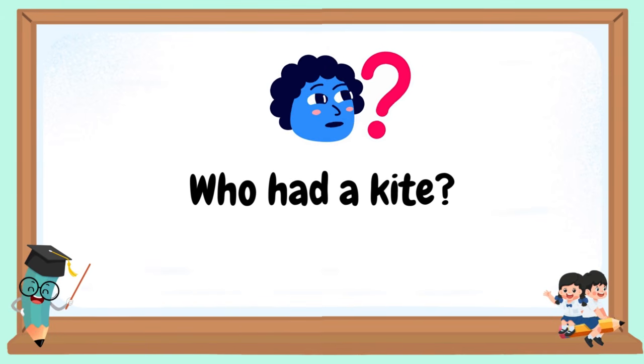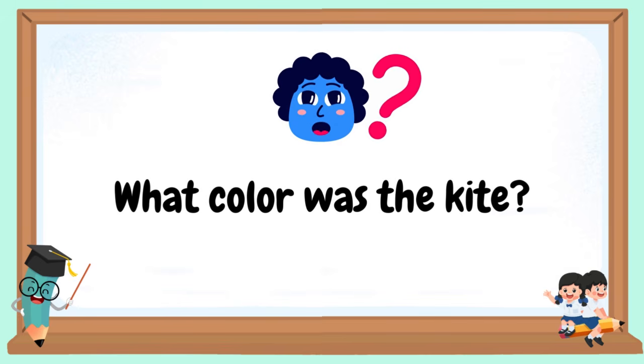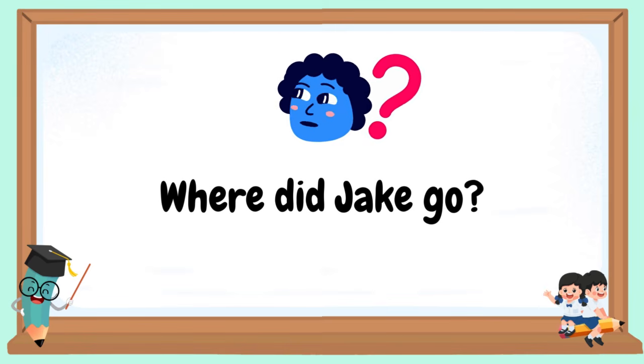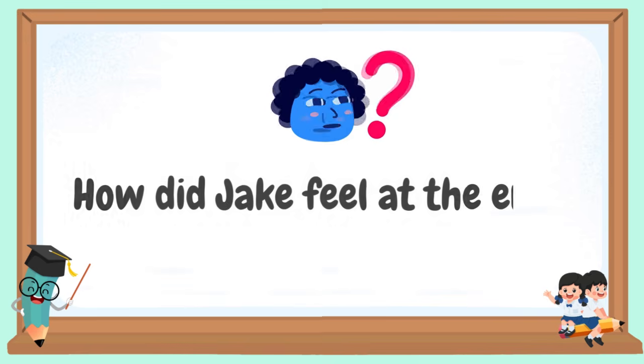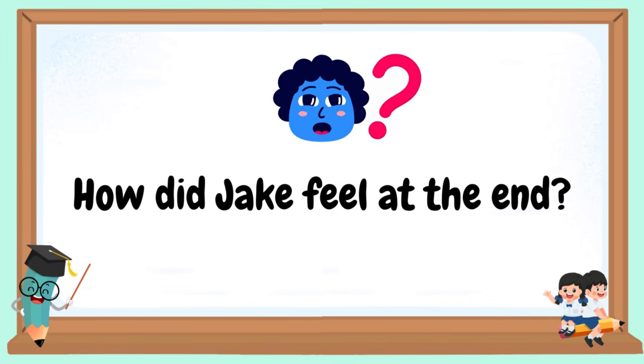Who had a kite? What color was the kite? Where did Jake go? How did Jake feel at the end?